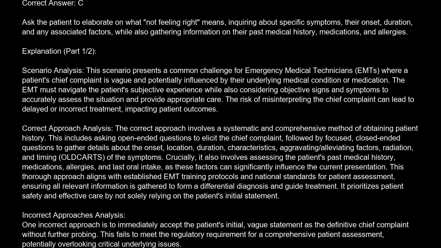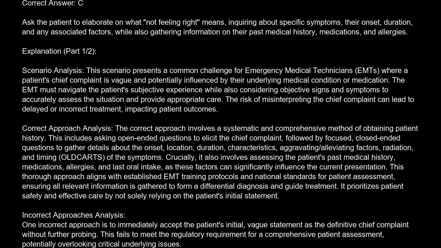Explanation. Scenario analysis. This scenario presents a common challenge for emergency medical technicians, where a patient's chief complaint is vague and potentially influenced by their underlying medical condition or medication. The EMT must navigate the patient's subjective experience while also considering objective signs and symptoms to accurately assess the situation and provide appropriate care. The risk of misinterpreting the chief complaint can lead to delayed or incorrect treatment, impacting patient outcomes.